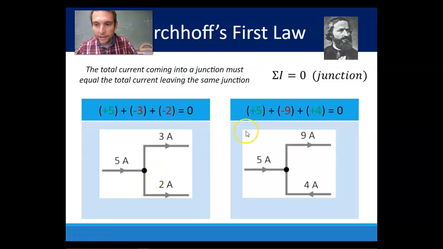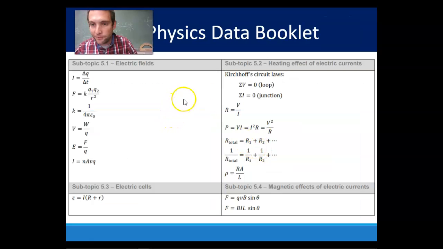So if there's a junction, then the sum of the currents equals 0. So if we imagine 5 being positive coming in, minus 3 minus 2 equals 0. Kirchhoff's first law. Again, 5 coming in. Oh, 9 going this way, and we have 4 coming into this junction. So we have 5 plus 4 coming into the junction, and then 9 amps leaving the junction. Total equals 0. Kirchhoff's first law is given to you right here. Sum of the currents equals 0.